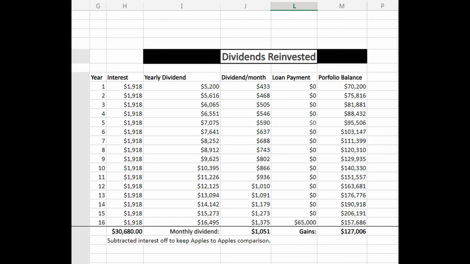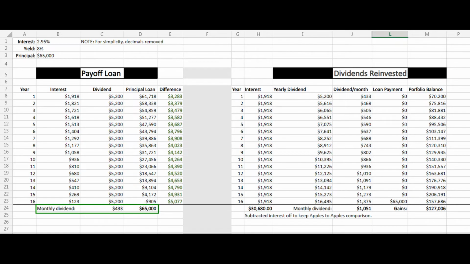I always knew that reinvesting dividends would be a better return, but I didn't know by how much. So in the first scenario, I'll end up with $65K and $433 per month. But by reinvesting the dividends, after the same amount of time, I'll end up with $127K and $1,051 per month. The monthly dividend has more than doubled. Now to keep things apples to apples, I did subtract the interest I paid on the loan, and I subtract the loan amount from my overall returns. Looking at this blew my mind, and there was no question I have to start reinvesting the dividends I'm receiving.